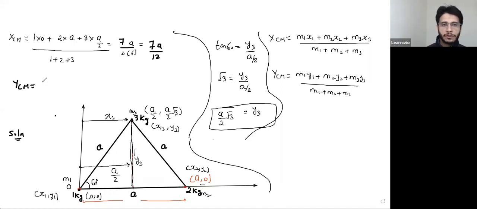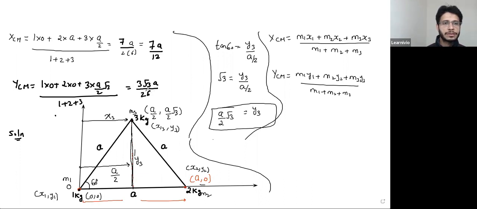And y is m1 y1, so m1 is 1, y1 is 0; m2 is 2, y2 is 0; m3 is 3, y3 is a by 2 root 3, over 1 plus 2 plus 3. So this is 3 root 3 a by 2, over 6. So it's root 3 by 4 a.